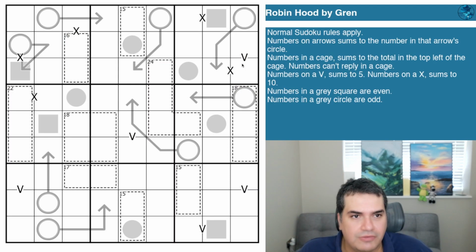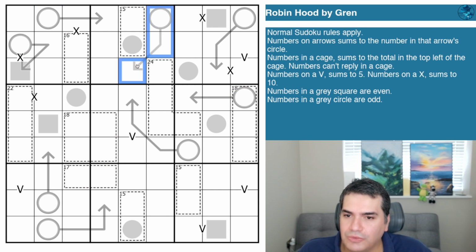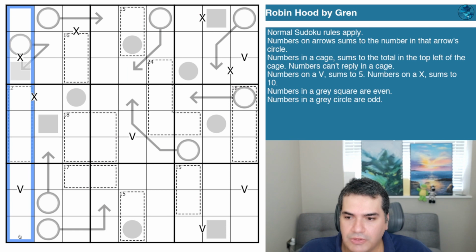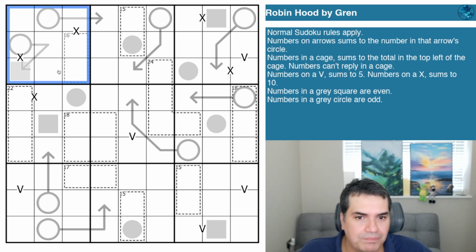So we have Robin Hood by Gren, and I'm not too surprised that there are tons of arrows on the grid. Presumably that's part of the story. Maybe I'm missing other things that reference Robin Hood, but the rule set may help explain. So normal Sudoku rules apply. That means the digits 1 to 9 in every row, every column, and every 3 by 3 box. We're very familiar with those.